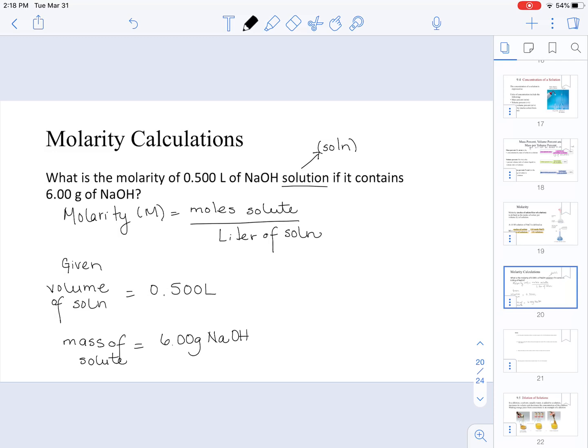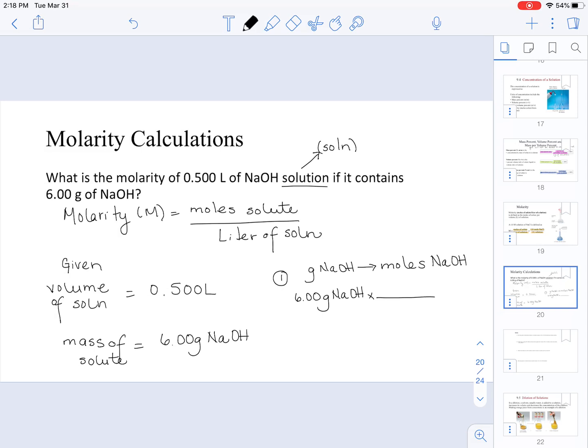Because molarity is moles of solute divided by liters of the solution, that means that our first step will be converting grams of NaOH to moles of NaOH. And in chapter 7, we learn how to convert things from grams to moles. So we're going to write down the amount given, which is 6.00 grams of NaOH. And when we're trying to convert this to moles, we're going to divide by the molar mass of our compound.